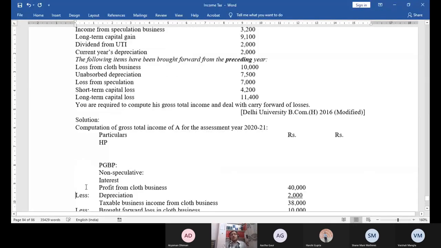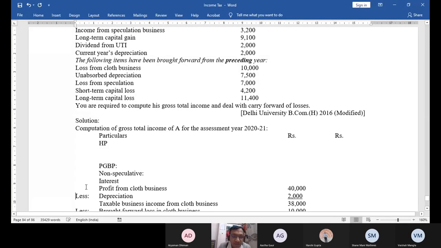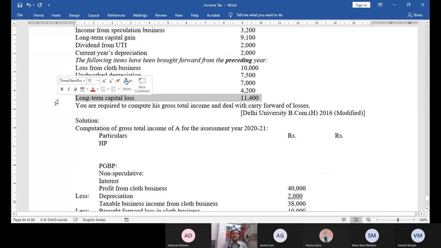Next point, short-term loss. I know that short-term loss can be adjusted against long-term or short-term gain, but long-term loss can only be adjusted against what? Long-term gain. And I have what? Long-term gain.